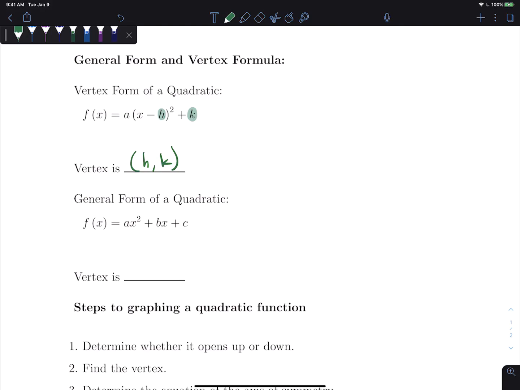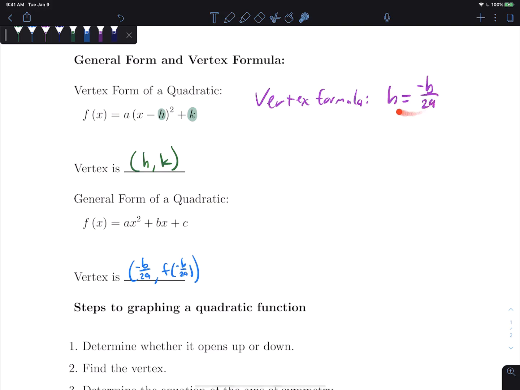Now, this is important. Notice that the general form ax squared plus bx plus c has the vertex, from that same video, we saw was negative b over 2a, comma, f of negative b over 2a. And what that means for the vertex formula, to find the vertex, h is the negative b over 2a. So this coordinate here is negative b over 2a. This is the most important equation for you to memorize here. h equals negative b over 2a.